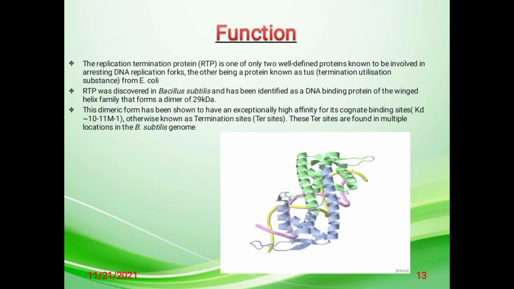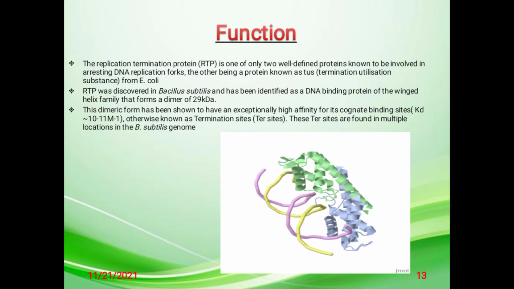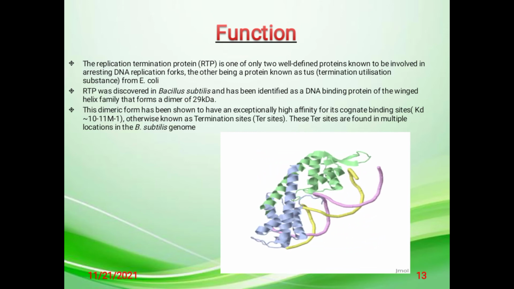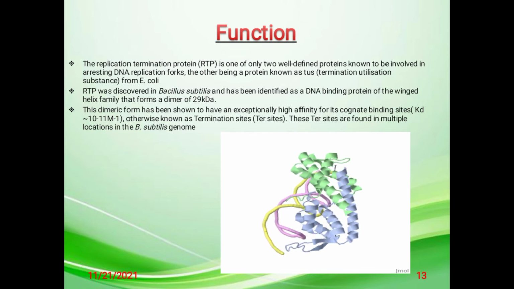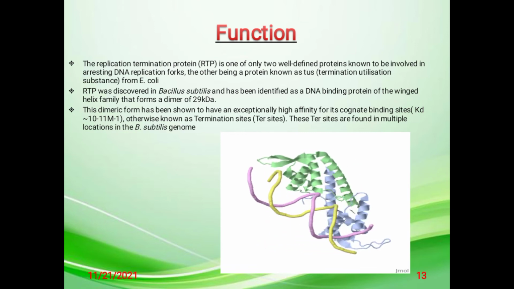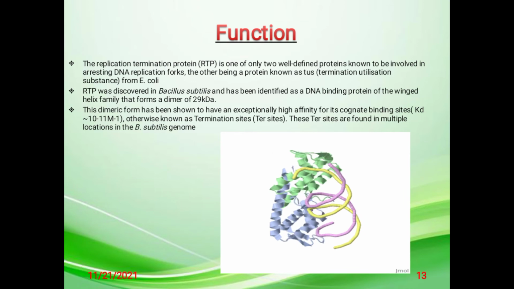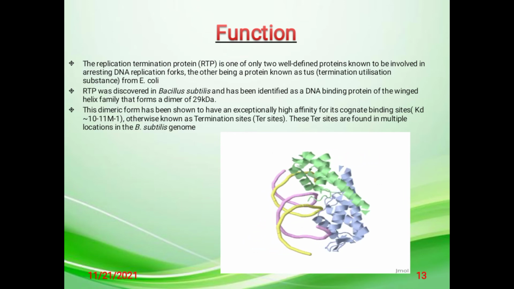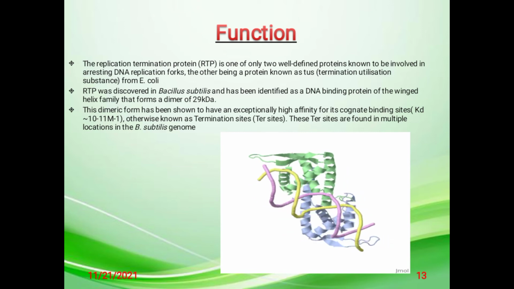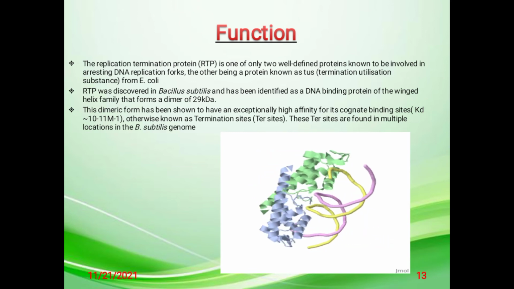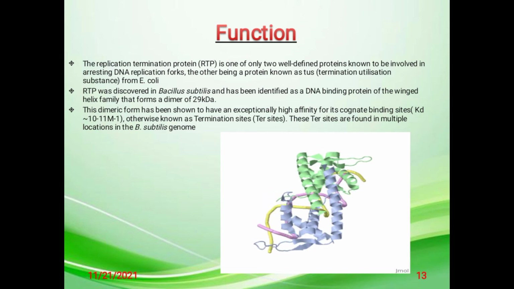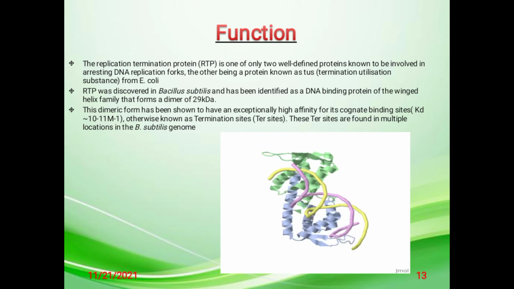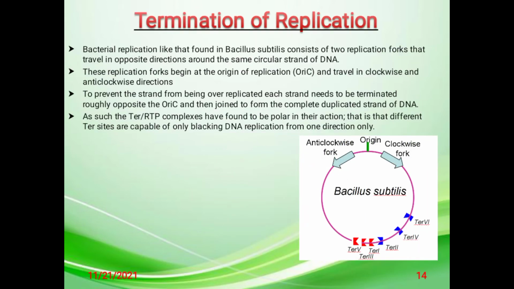Next, the replication termination protein is one of only two well-defined proteins known to be involved in arresting DNA replication forks. The other is a protein known as Tus from E. coli. Tus means terminus utilization substance. RTP was first discovered in Bacillus subtilis and has been identified as a DNA binding protein of the winged helix family that forms a dimer of 29 kDa. kDa means kilodaltons.